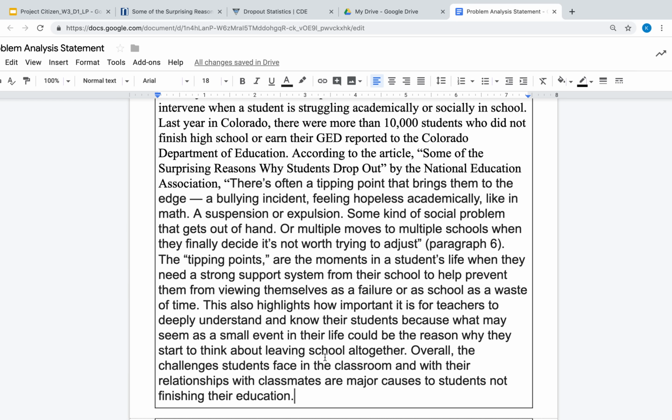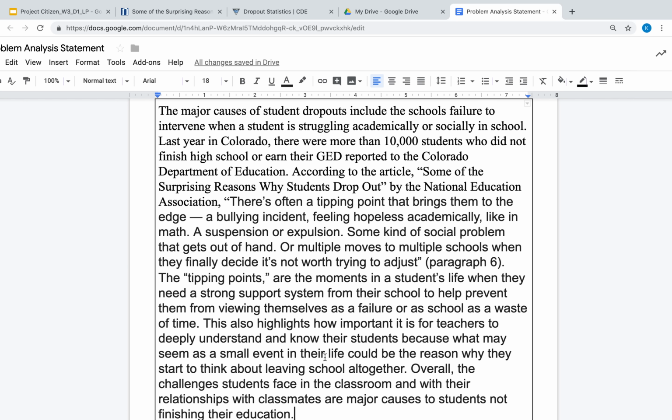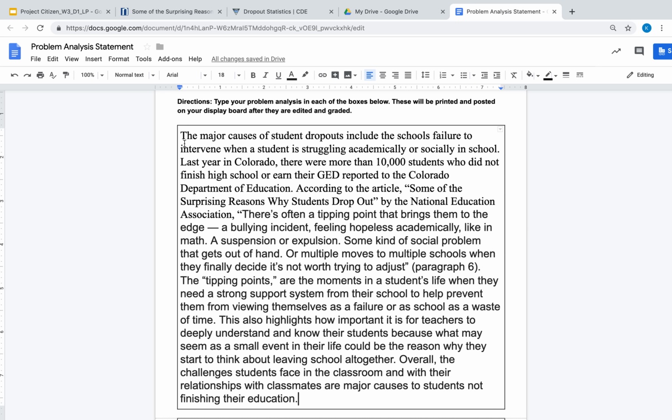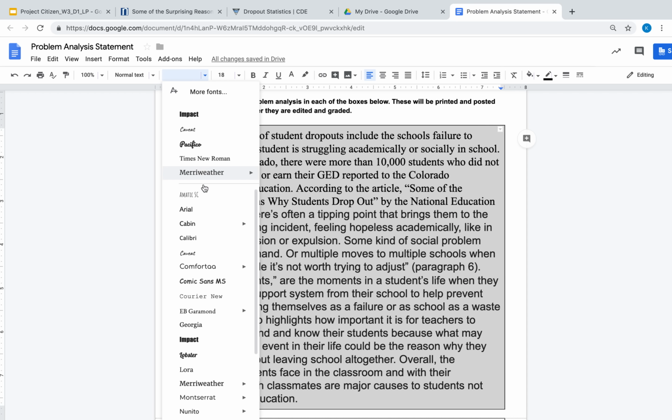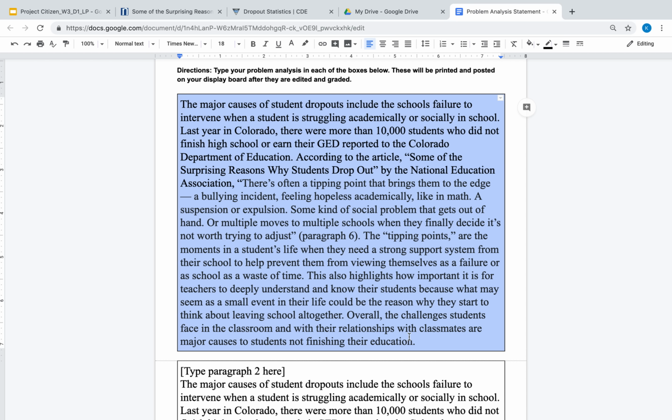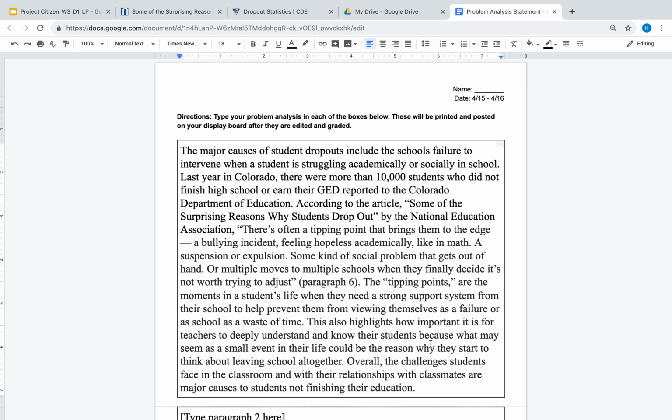Also, you need to notice that this font is size 18, and let me change it all to Times New Roman, because you want your audience to be able to read your work from far away, and you also want it to look like a nice complete paragraph. So that is how you write one of two paragraphs for your problem analysis display board.